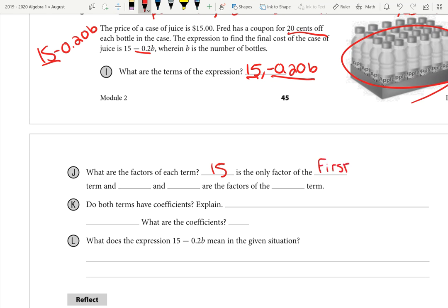And for the next term, we have two things, though. Negative 0.20 and b are the factors of the negative 0.20b term. Okay? Or you can say the second term, because that was the second term in the expression.